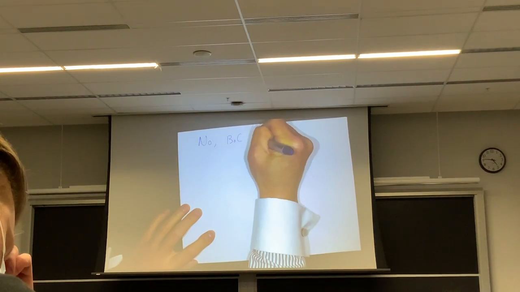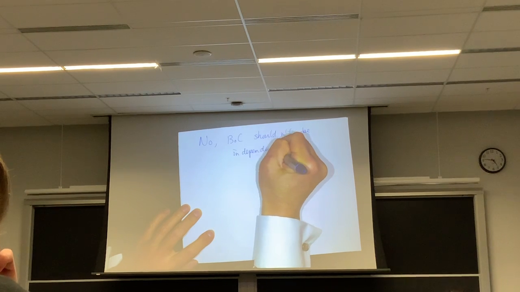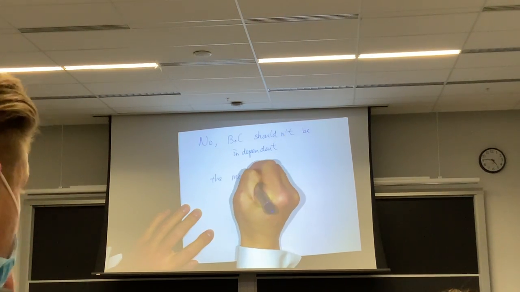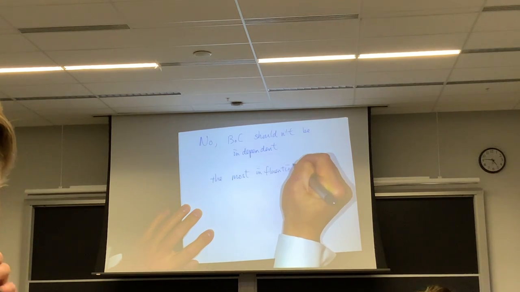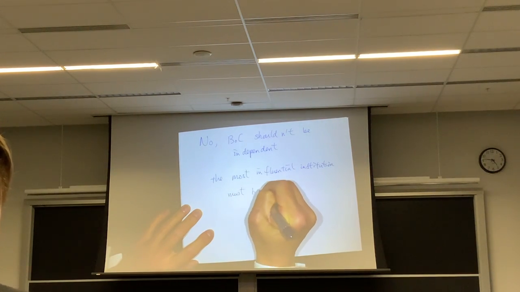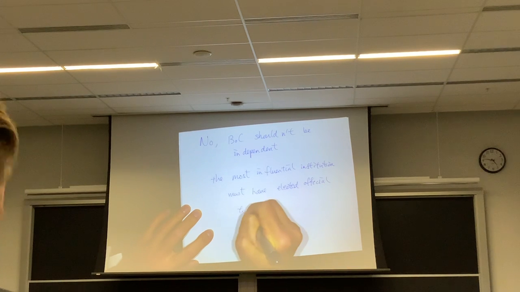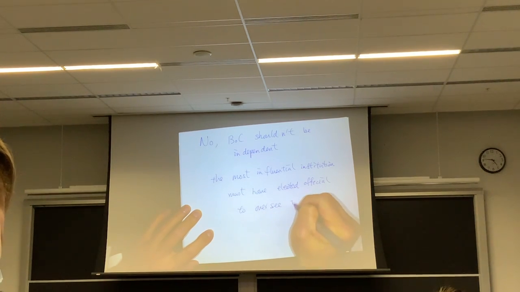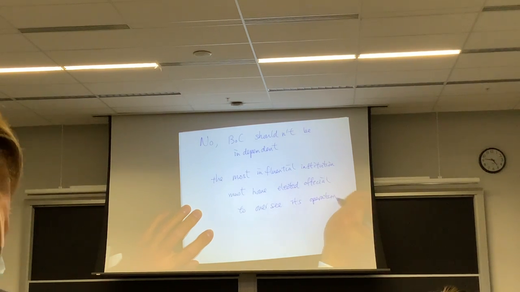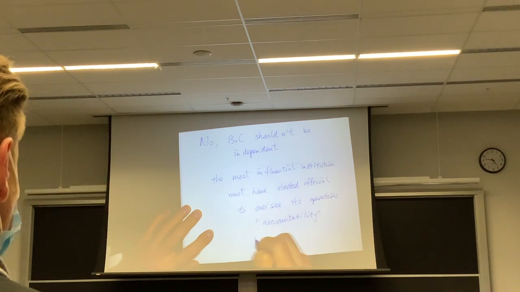On the other hand, people say no, the central bank should not be independent. The Bank of Canada should not be independent because the most influential institution must have elected officials to oversee its operations. In other words, accountability and transparency.